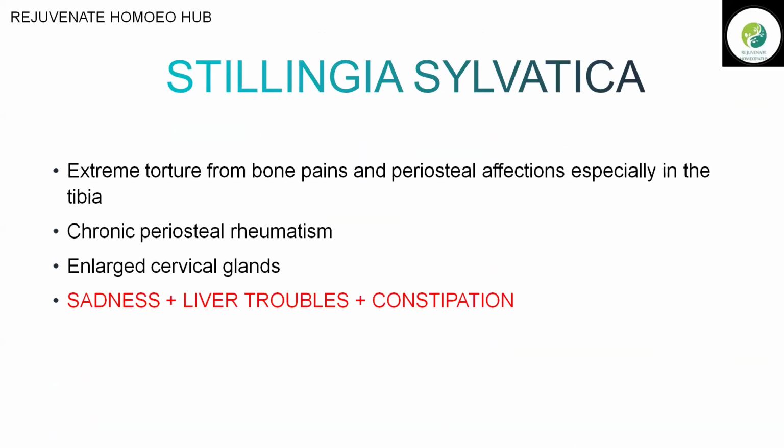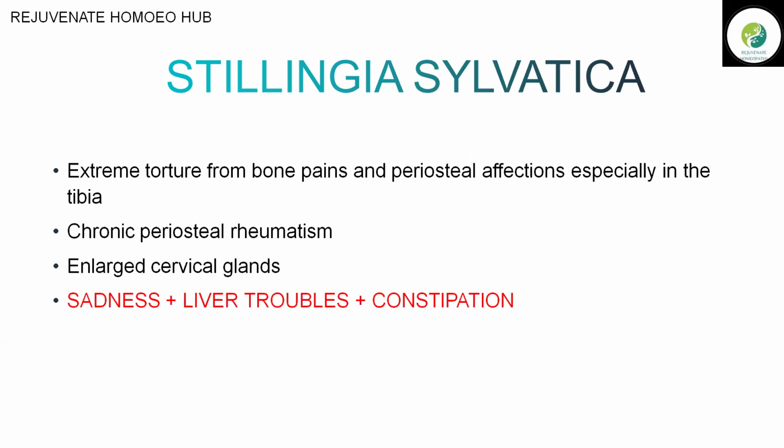Stillingia. And here you see, whenever you get rheumatic complaints where they don't have any exact modalities of Rhus tox, Bryonia, or Phytolacca, or Pulsatilla, or Lycopodium, there is no modalities, and you have prescribed some remedies, nothing is helping. Think of this remedy, Stillingia. It helps very well in rheumatism.